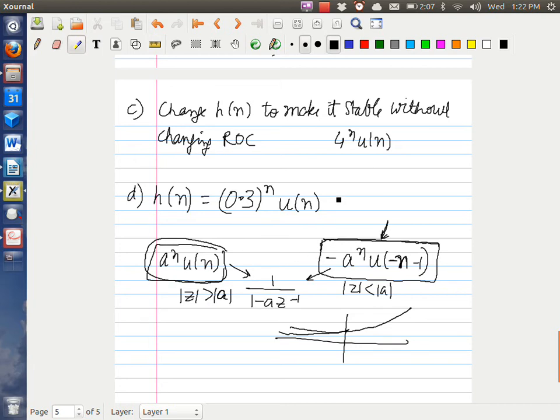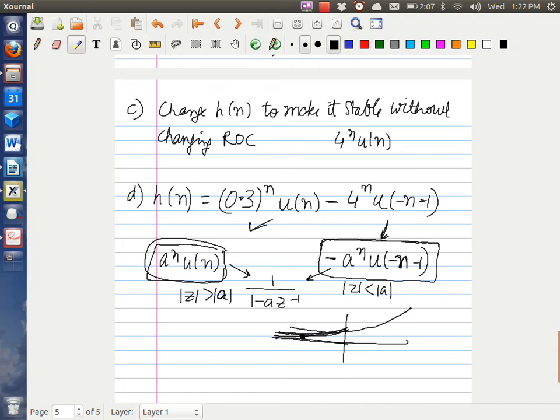So for this guy, you have a negative sign, then a to the n, which is again 4 to the n u of negative n minus 1. So this term here, now both of them are stable. This was stable as it is, and this is like a decaying exponent in negative time.